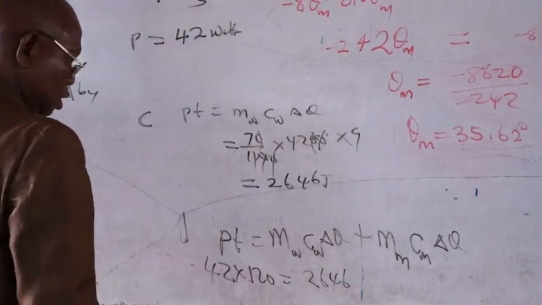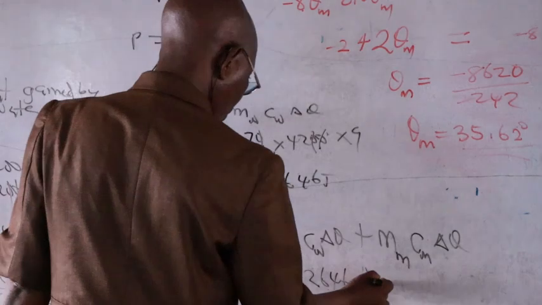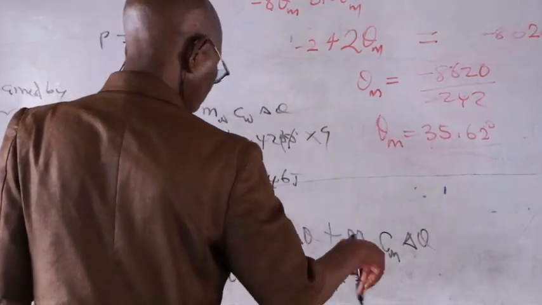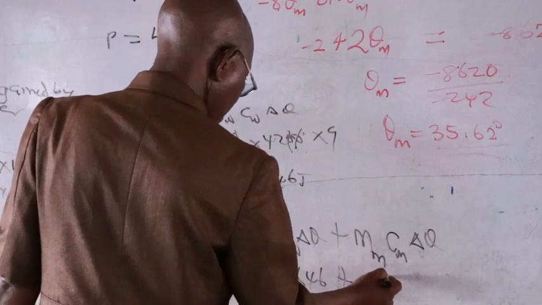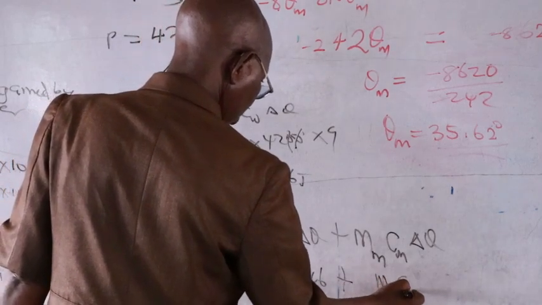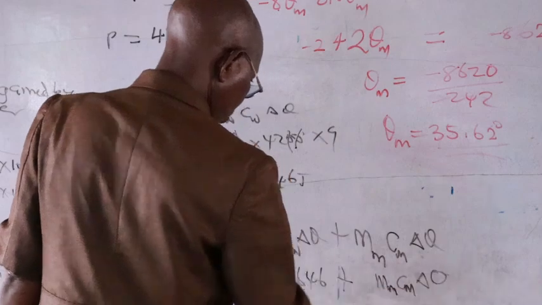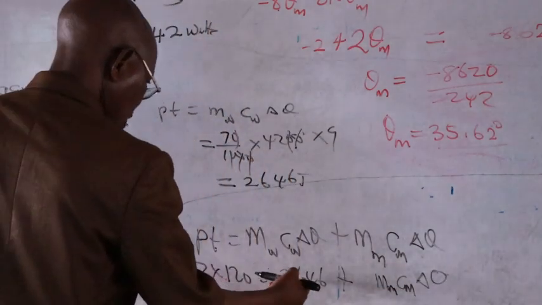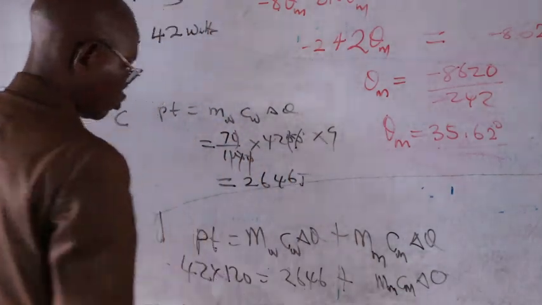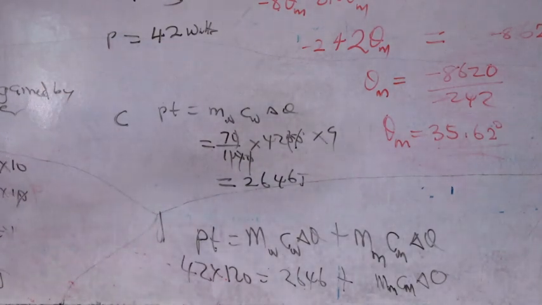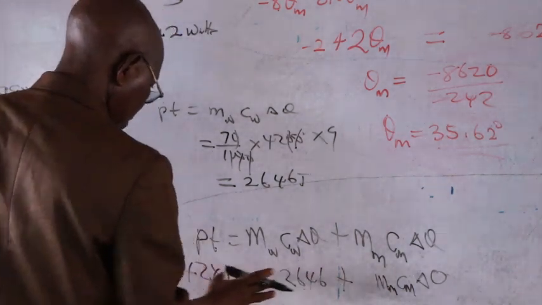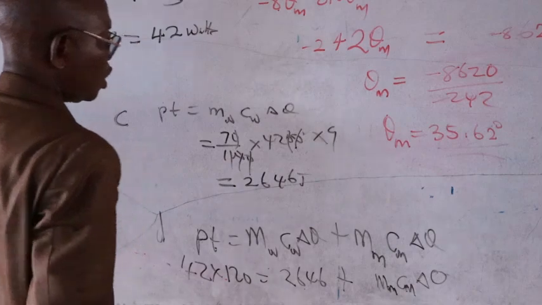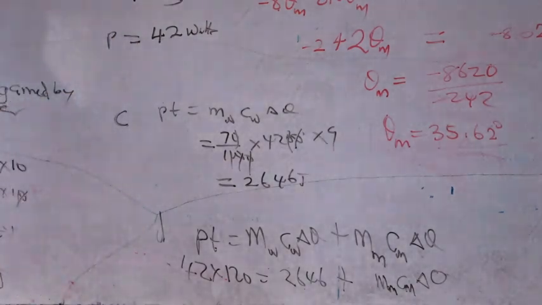2646 joules. Then plus, we are looking for the heat supplied to the metal, which is the mass of metal times the specific heat capacity of metal times the change in temperature. So the difference between the total and this will be the heat supplied to the metal. You are asked to calculate the heat supplied to the metal.